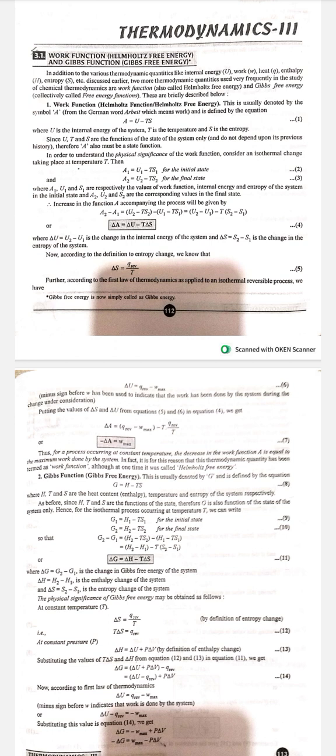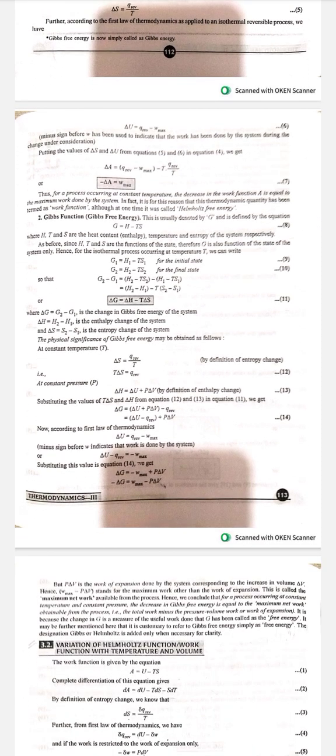Now, according to the definition of entropy change, we know that delta S = Q reversible / T. Further, according to the first law of thermodynamics as applied to an isothermal reversible process, we have delta U = Q reversible - W max. The minus sign before W has been used to indicate that the work has been done by the system during the change under consideration. Putting the values of delta S and delta U from equations 5 and 6 in equation 4, we get delta A = -W max.